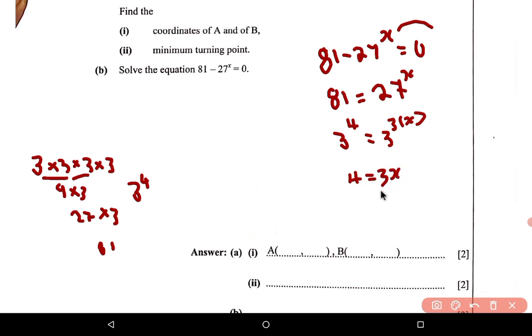So then we can find x, now we divide by 3 over 3. What does this mean? x is equal to what? 3 into 4, that is 1, remainder 1 over 3. That's how you solve for such questions. Okay, easy and simple.